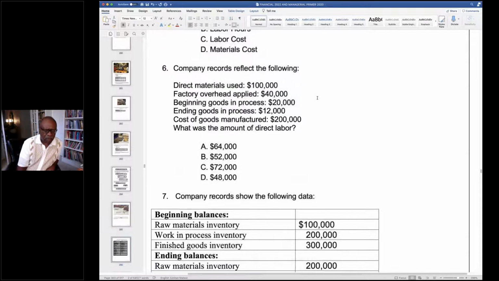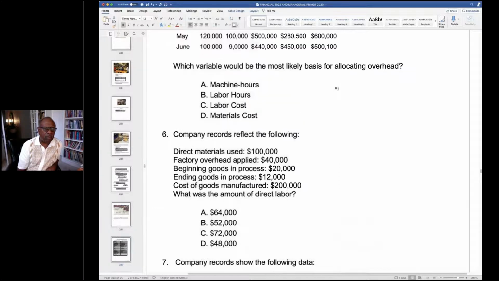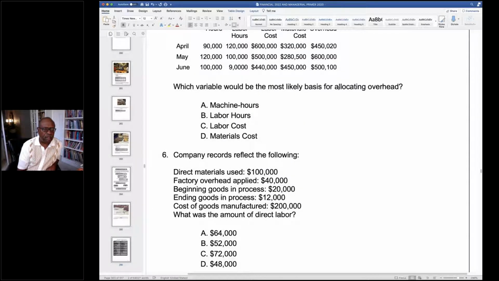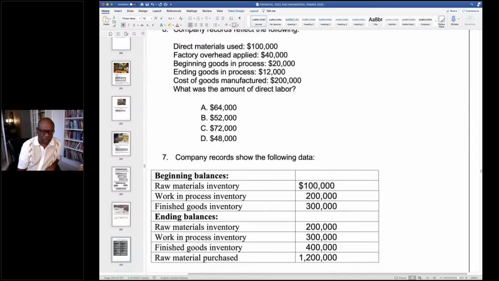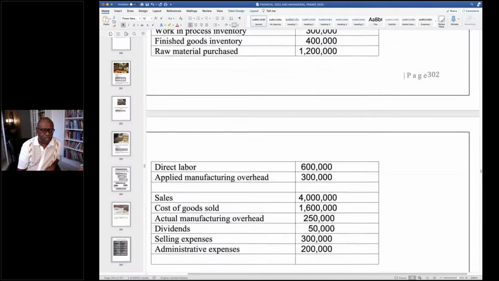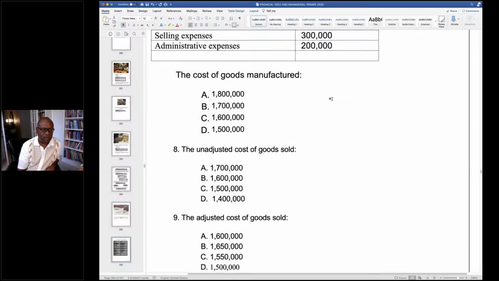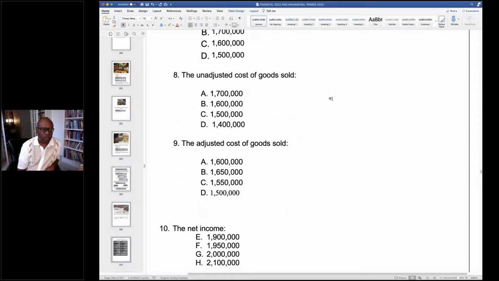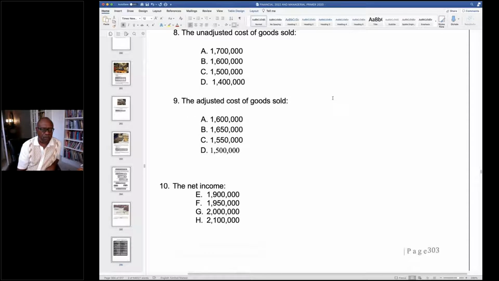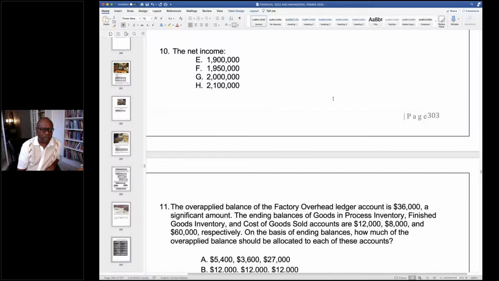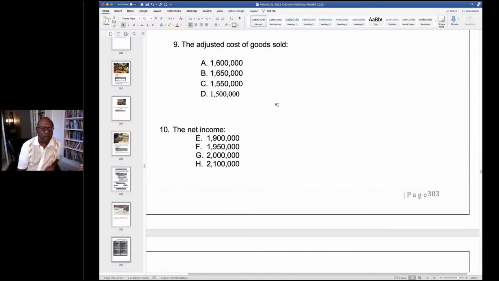Let me take this back. Okay, for 1 and 2, team 1. 3 and 4, team 2. 5 and 6, team 3. Then I want every team to do 7. So every team would do 7, 8, 9, and 10, as you're looking at what your midterm will begin to look like.